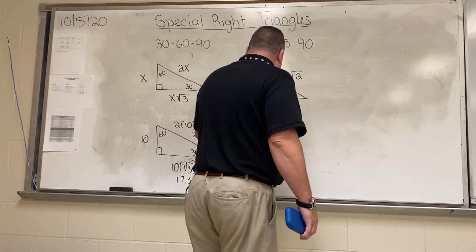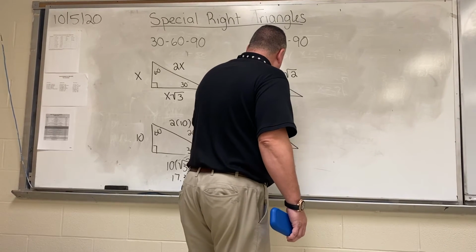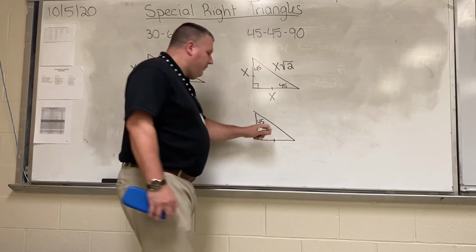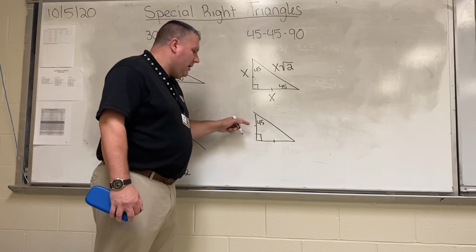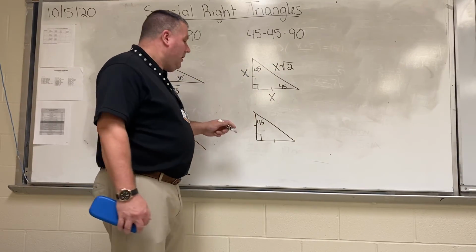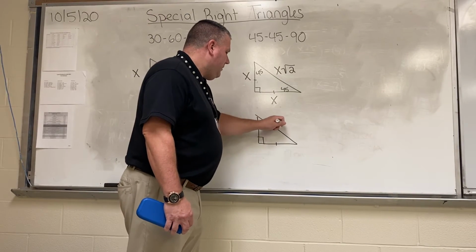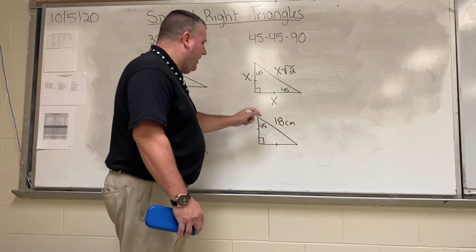Let's take a look over here. So let's say that I have a 45, 45, 90 triangle. Okay, it'll either be marked with a 45-degree angle, or it'll have 2 hash marks showing that the sides are congruent and that the base angles are congruent. Let's say that this is 18 centimeters, okay, and I needed to find the legs.